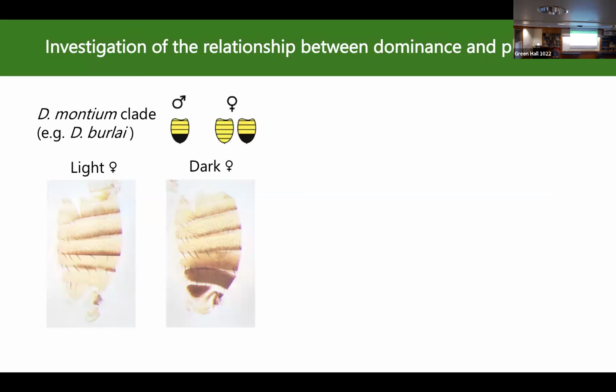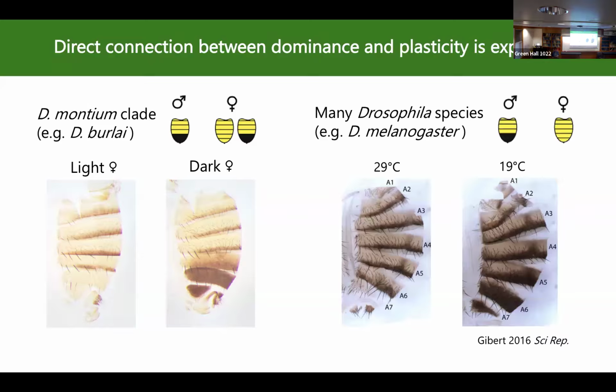Then I investigated the relationship between dominance and plasticity. You might think, wait a second, why is it possible to examine the relationship between dominance and plasticity in the fly abdomen? Actually, fly abdomen pigmentation has been studied for phenotypic plasticity. For example, Drosophila melanogaster is a monomorphic light species.